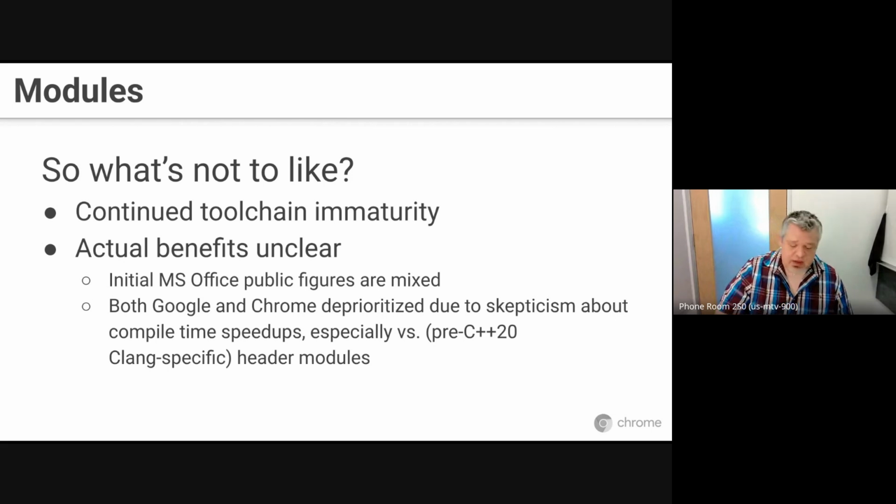There's yet another reason why Chrome has not been keen on modules, and that's because we are Clang only, and that means we have access to Clang header modules, which are a non-standard Clang-only thing that predated C++20 and give you some of the benefits of modules with none of the porting costs. So we're experimenting with those right now to see if we can get that for free. That makes it even less compelling to put a bunch of energy into modules.